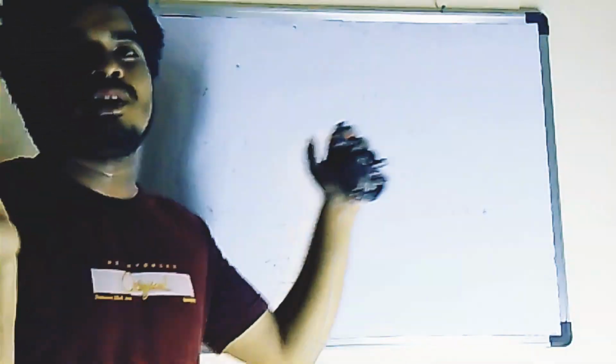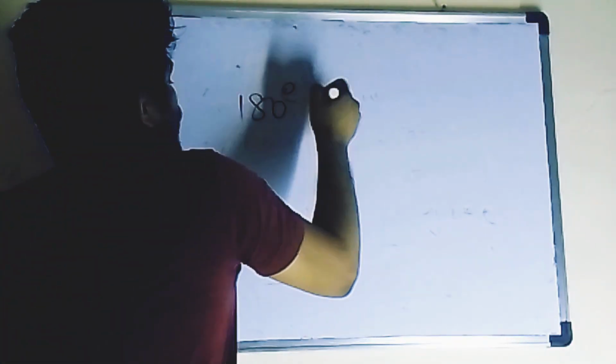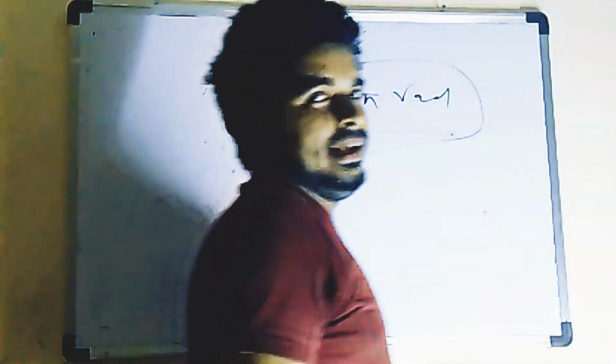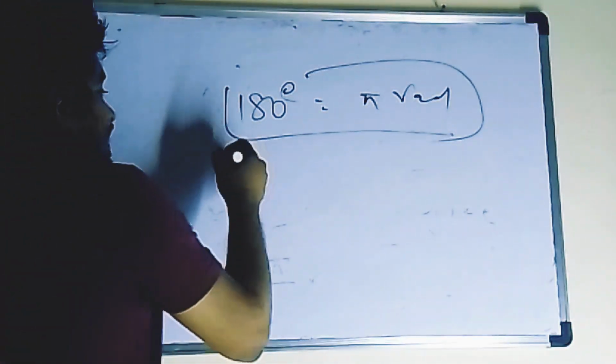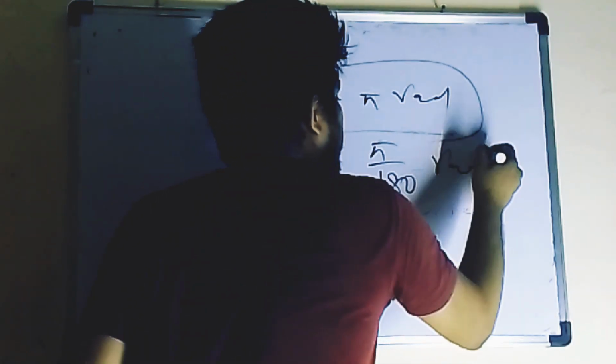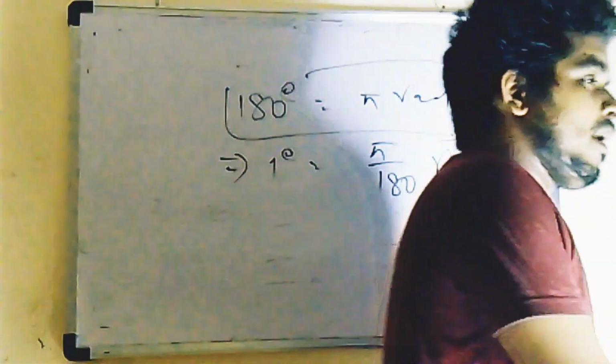See, simply if I say 2 pi radian equals 360 degree, it means pi radian equals 180 degree. So can I also say 180 degree equals pi radian? Yes. If 180 degree equals pi radian, then from here can I say 1 degree equals pi by 180 radian? Clear?